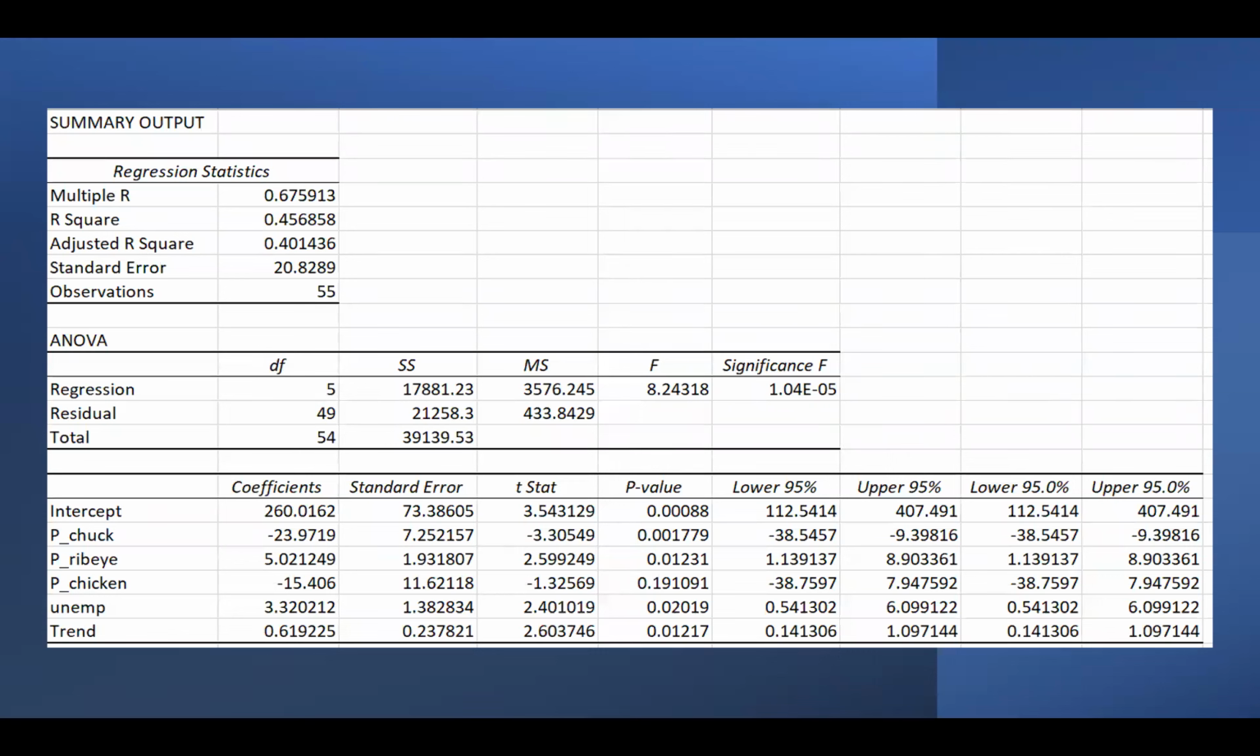In this slide, we can see regression statistics for quantity and price for ribeye. These values are used for analysis.